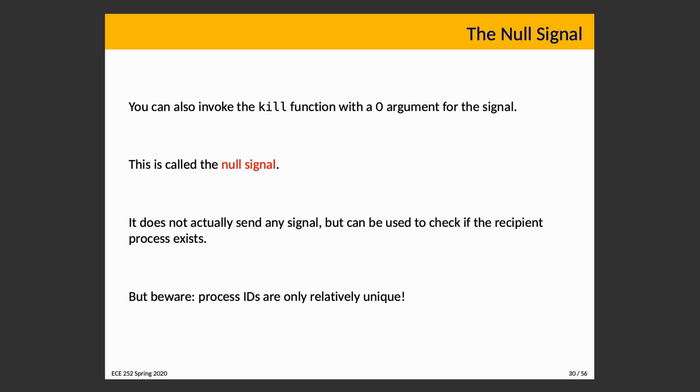And the other thing is that process IDs are only relatively unique. That is, process IDs can eventually be reused after they stop being used. So MySQL might have had this process ID of 1494, and it exited, and at some later time, another process that's running has been assigned that ID of 1494. So in that case, you might send a message to a process which is not the one that you thought you were sending it to. That's bad. So you should be quite careful about that. The null signal does have some functionality in determining whether a particular process exists, but its utility is quite limited.